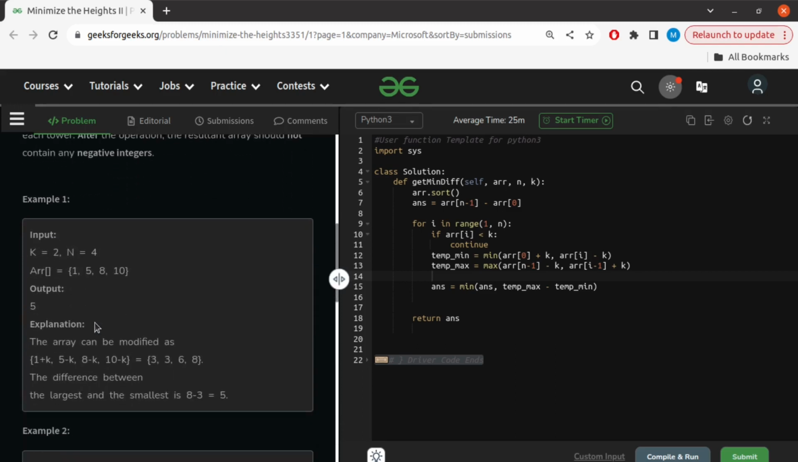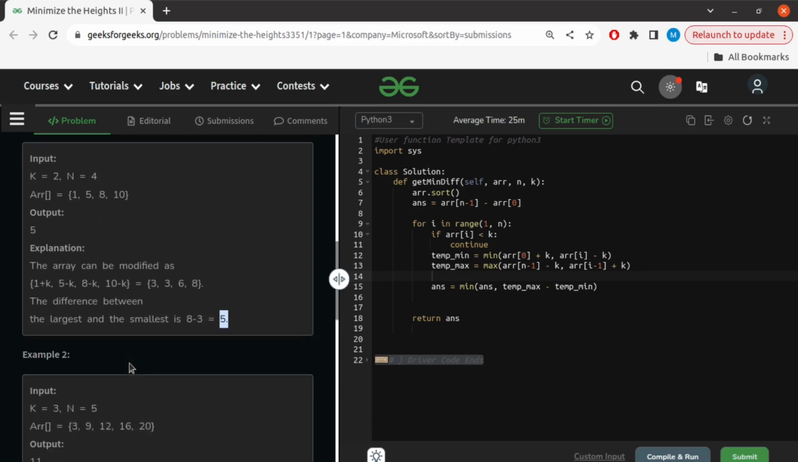Let us take the example. In this particular case, the size of the array is 4, the array is 1, 5, 8, 10, and k equals 2. So essentially I can increase the height by 2 or decrease the height by 2. Then this is how an optimal array can be formed, such that the difference between the largest, being 8, and the smallest, which is 3, is 5. So 5 is the answer.